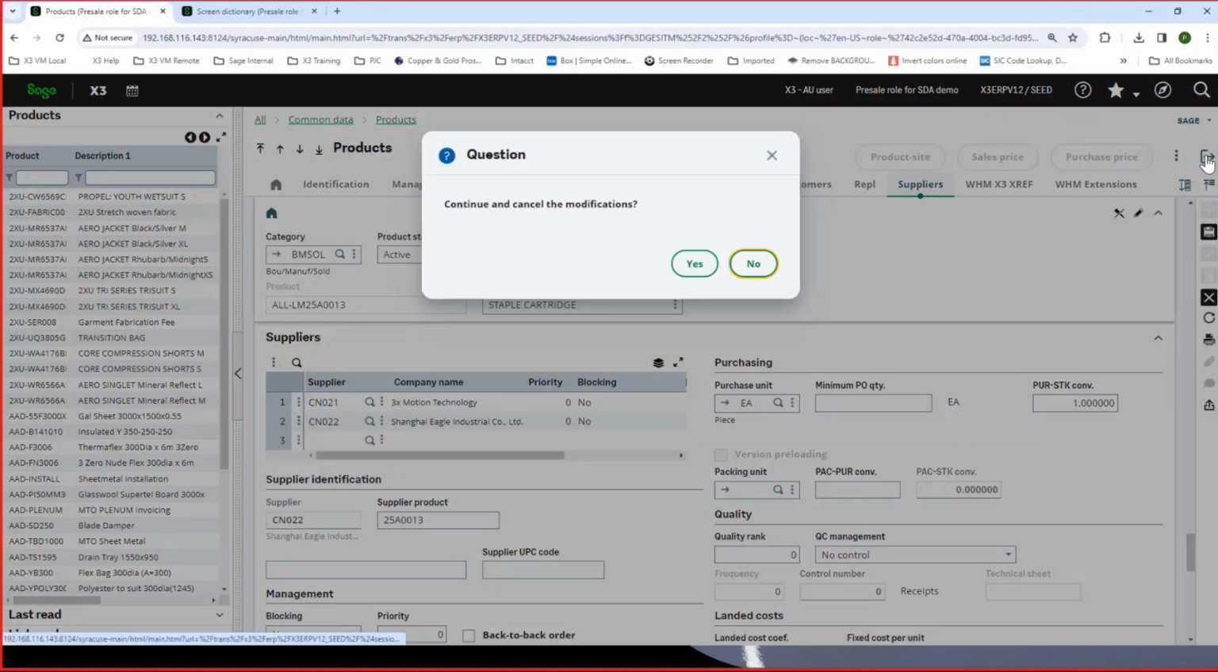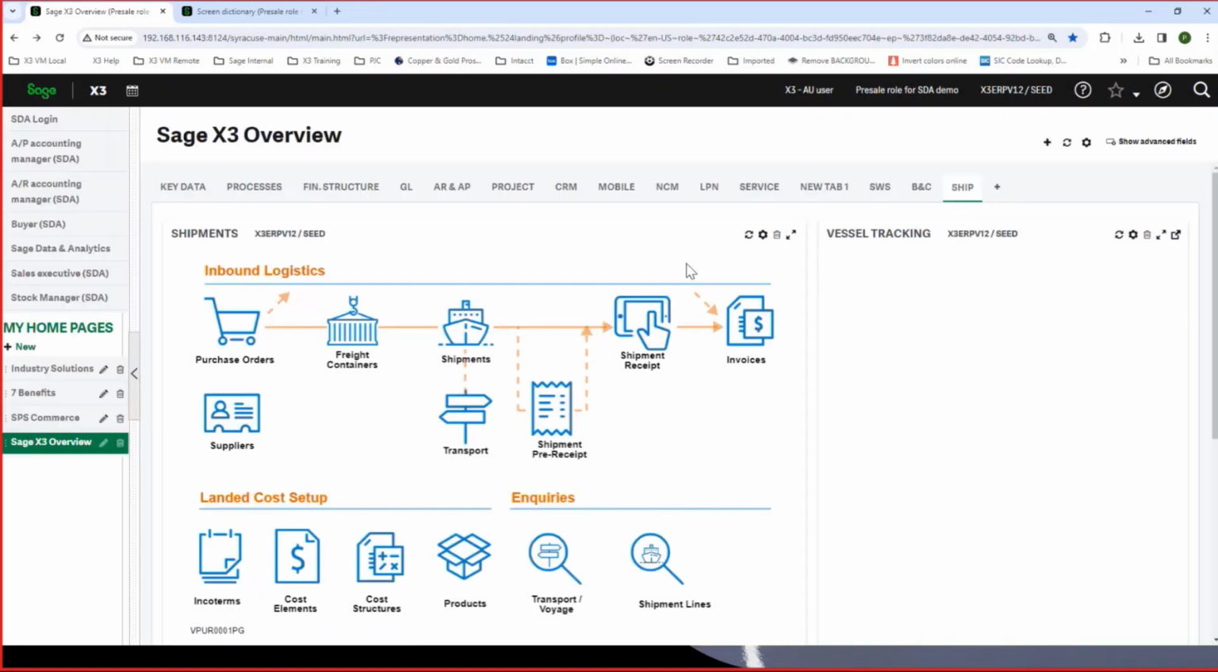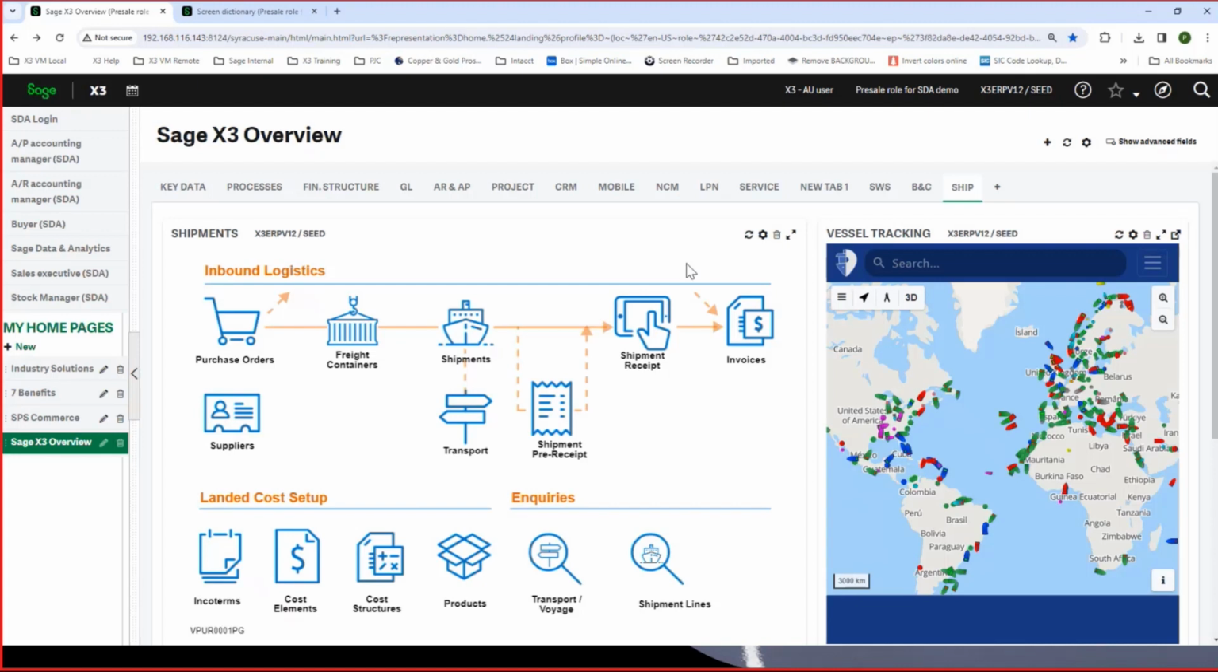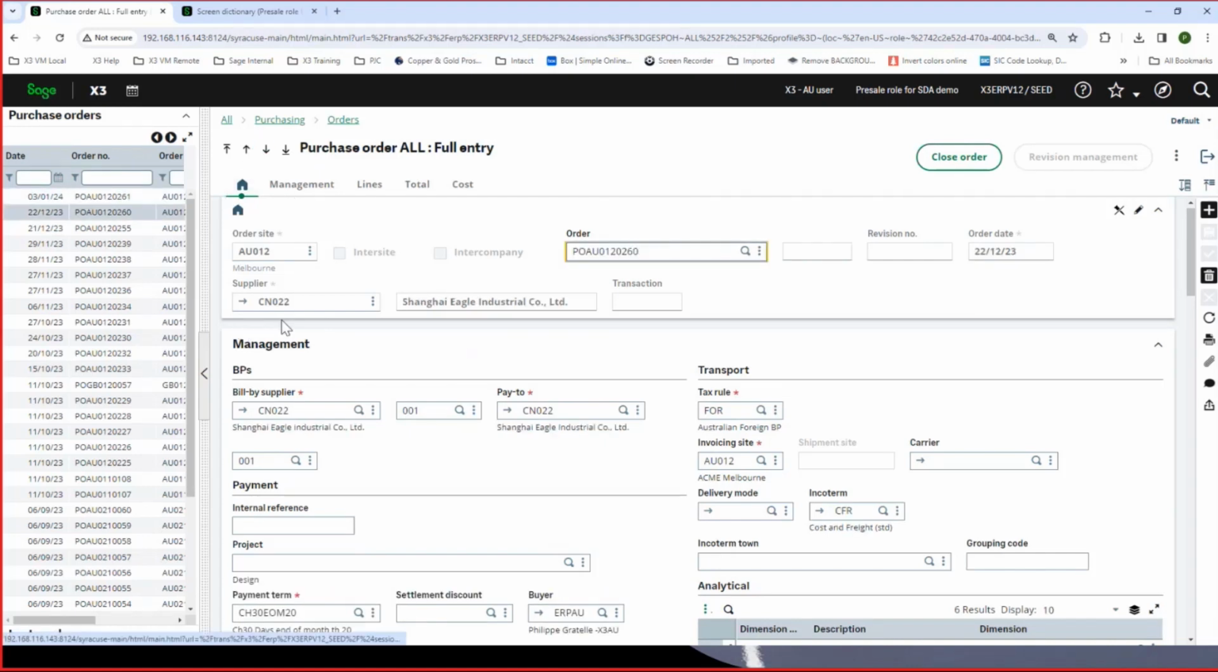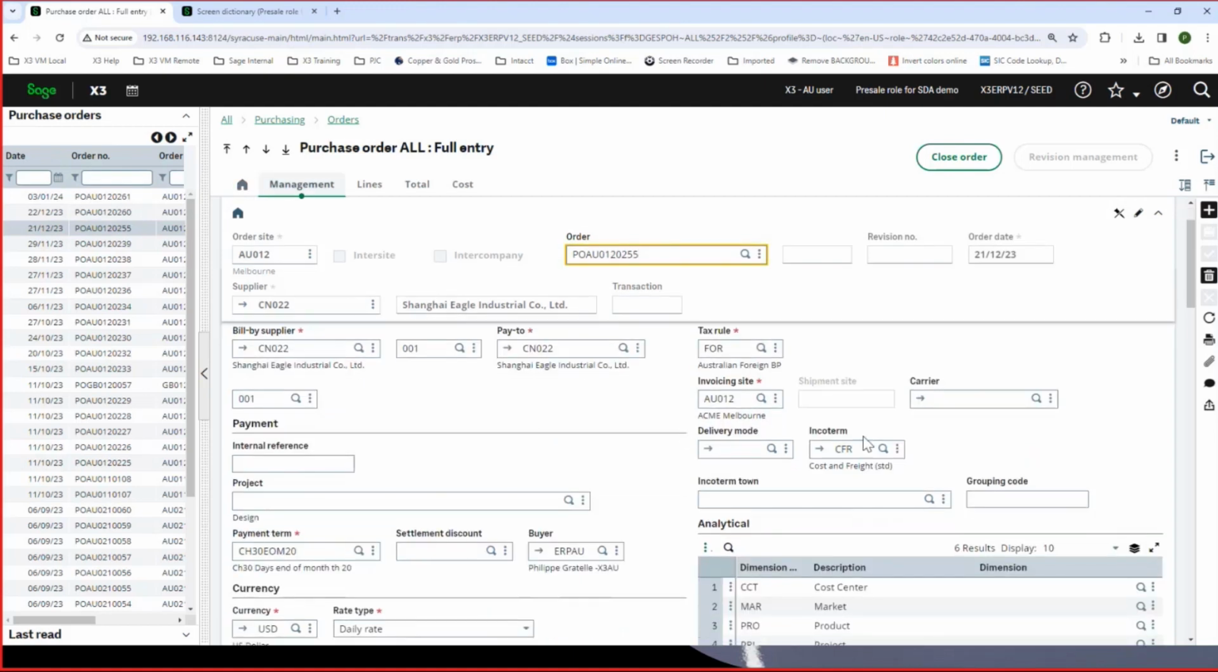Now that we know all that, we can proceed with our purchasing. So here I've got a purchase order. I'll take this one as an example. Actually, this one is my supplier, Shanghai Eagle Industrial. It's an overseas supplier. I've got the Incoterms that I copied into the purchase order, the currency, of course.